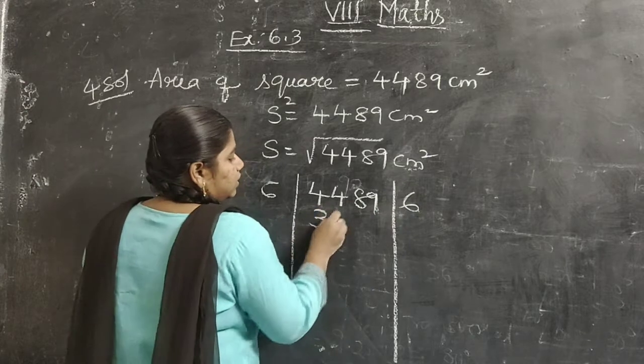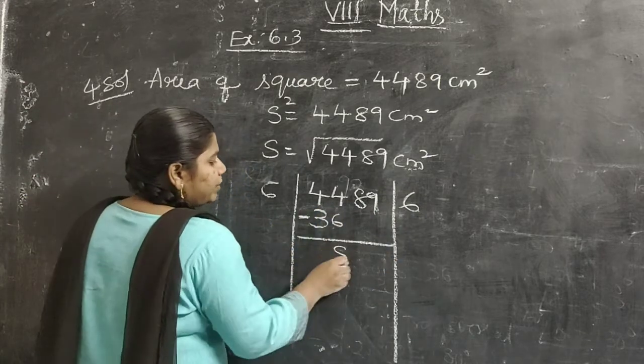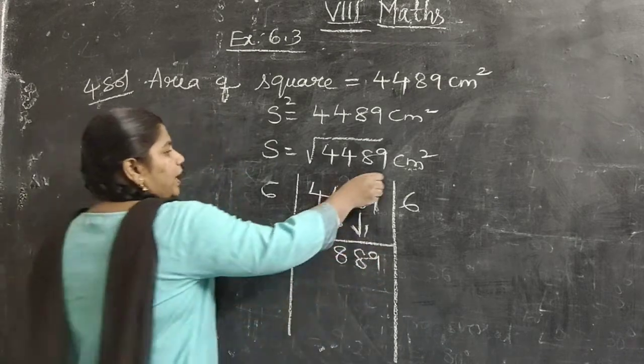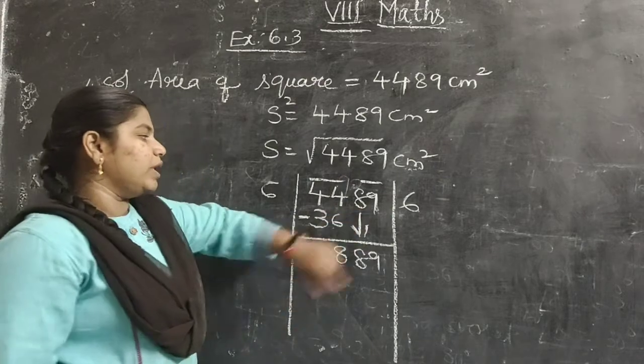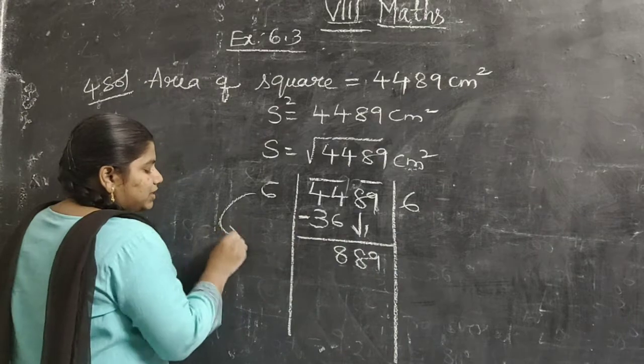6 6s are 36, we will take. So subtract this. It will be 8 here. Bring this whole number down. That is 89. Bring the full pair down here. 89 is one pair, the other pair is 44. So what is the number? 8, 8, 9. So double this 6 now.